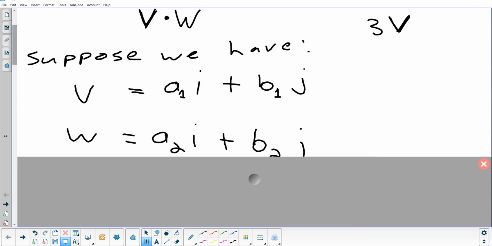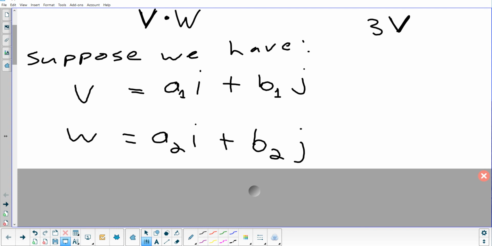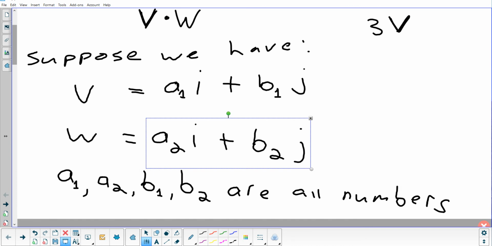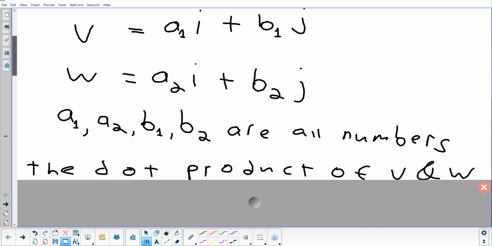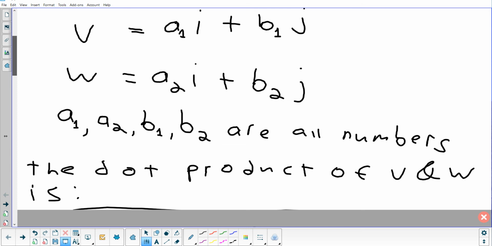So, let's say you had two vectors. Okay, each one of these vectors has horizontal components and vertical components. When we do an actual problem, the A1, the B1, the A2, and the B2 would all be numbers. Right, so like 3i plus 5j and negative 8i plus 7j. And here is how you find the dot product of two vectors. It's going to depend on these four numbers, A1, A2, and then B1 and B2.